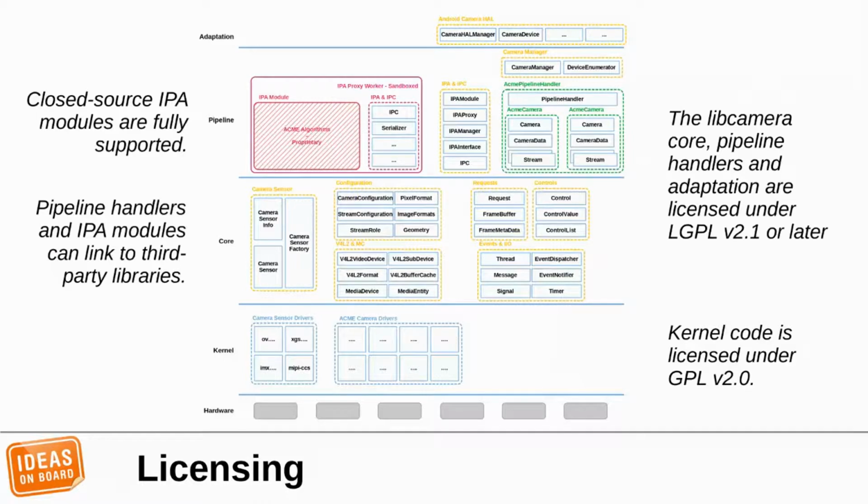The IPA modules, however, can be closed source, and that's fully supported. So this means that you can write a closed source application linking to libcamera without any problem. You can write a closed source IPA module, that's not a problem either, but the rest is covered by the LGPL license.